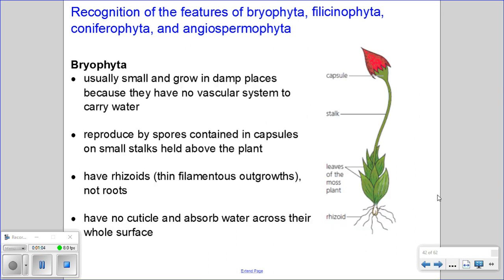So we'll start with the Bryophyta. Bryophyta are usually small and grow in damp places because they do not have a vascular system to carry water. They reproduce by spores contained in capsules on small stalks held above the plant. So here we have the stalk with the capsule that would contain the spores. They have rhizoids, which are thin filamentous outgrowths, but not considered roots. They have no cuticle and absorb water across their whole surface.